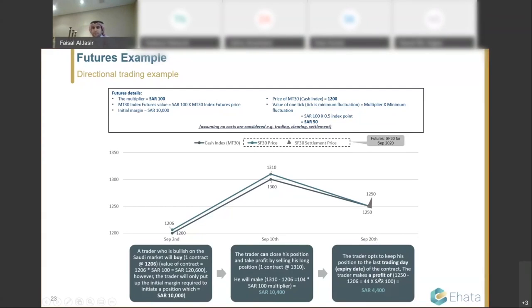At expiry, if the trader wants to keep his position at the last trading day, then it will be settled at that day, at that price. So what happens? The market went down, as we're talking about the underlying, the index itself went from 1,300 down to 1,250, and the future price also went to 1,250. Remember the concept, the spot forward convergence. So that's the same concept here.